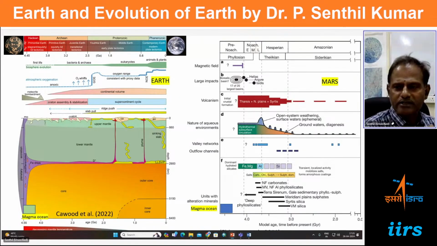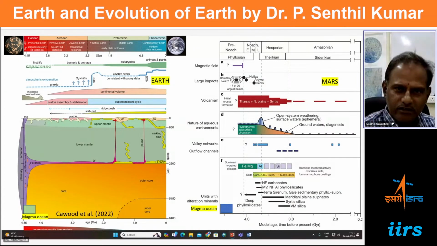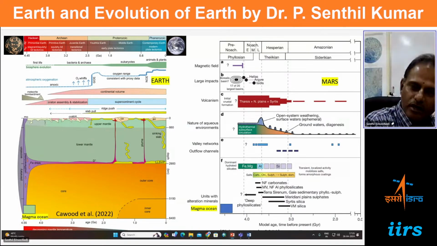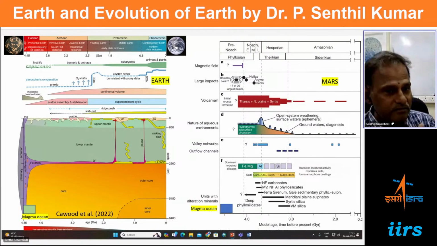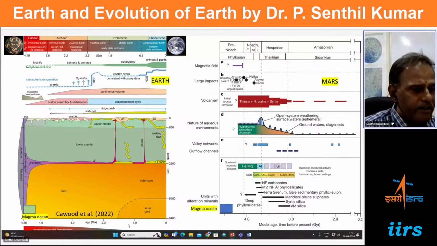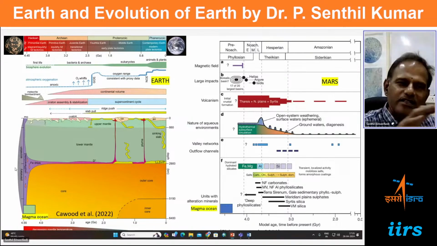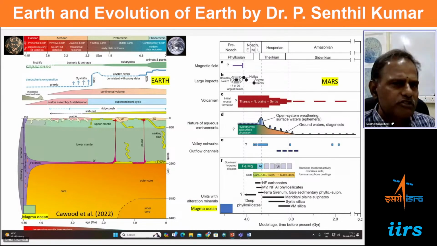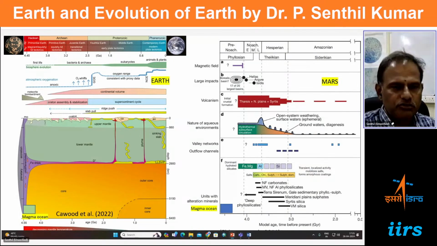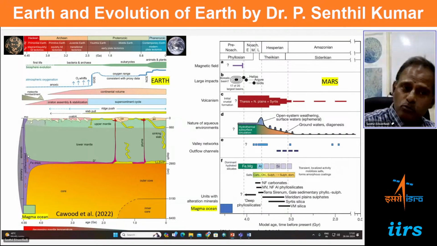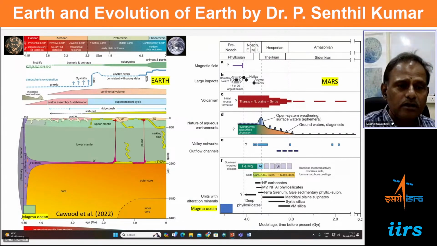Now let me summarize the Earth's history. Now you understand how the Earth evolved from the beginning to the present day. During Hadean time, the Earth was just formed and the crust was very juvenile, very hot. The ocean and atmosphere had just formed, but there was no oxygen. Lots of meteorite impacts occurred at the time. The magma ocean was there, and from the magma ocean, crust was forming.